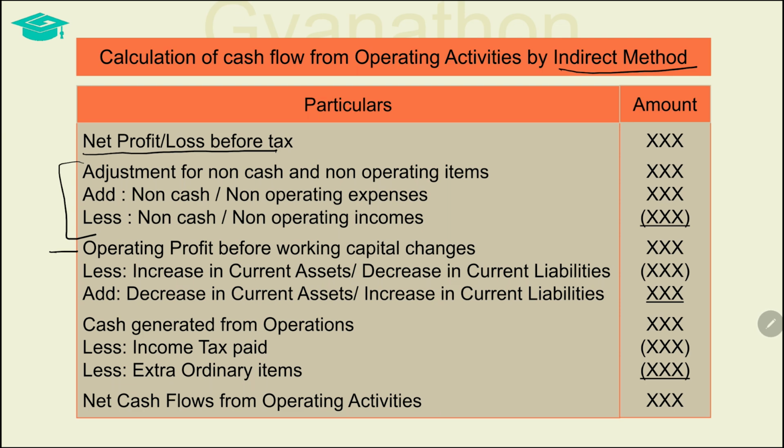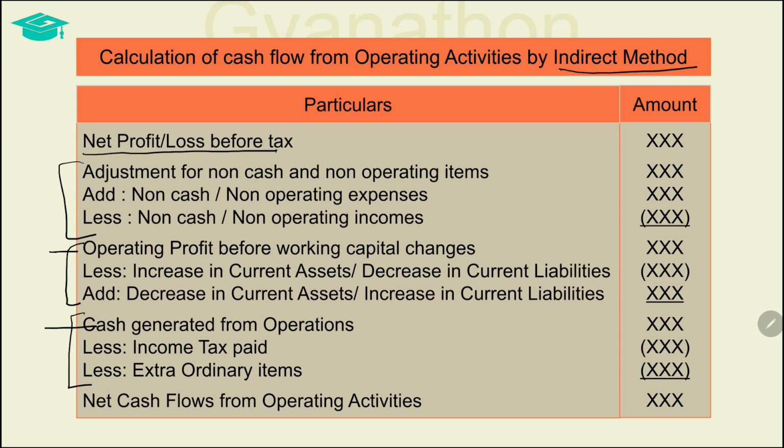So now next we have to eliminate the effect of the changes in the current assets and liabilities during the period, as well as the effect of any deferrals or accruals of future or past operating cash receipts, since the profit and loss statement is prepared on accrual basis. Any increase in the current assets and decrease in current liabilities have to be deducted, whereas any decrease in current assets and any increase in current liabilities have to be added back. With this, we arrive at the cash generated from operations.